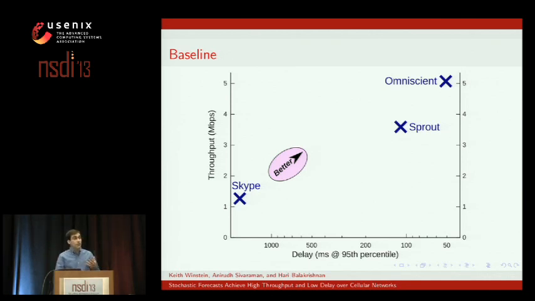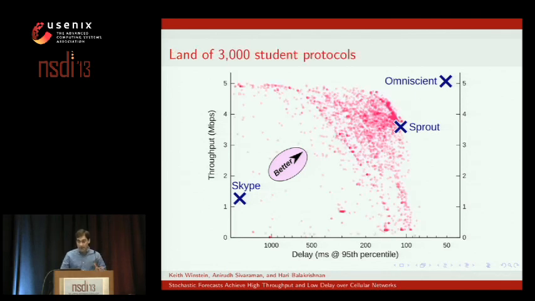So the students, there were 40 students in the class, and they tested 3,000 protocols over the course of this contest, probably twiddling knobs on them. And we have results on all of them. So here they all are. This is the land of 3,000 protocols. Here is every protocol the students tested.